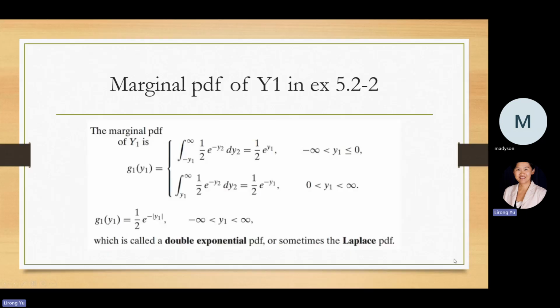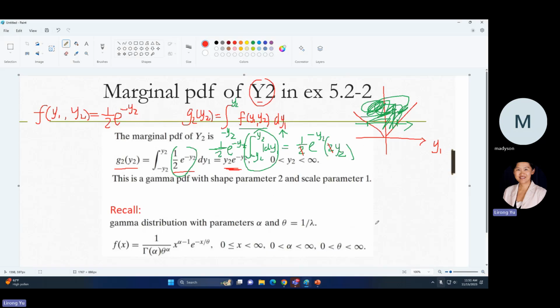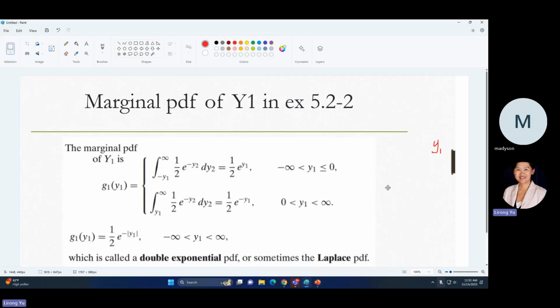But y2 has a different boundary. That's why we end up having two integrations. So the original boundary for it, this is what it is. So this is y1 and this is y2, right? If you want to find the integration boundary for y2, we're trying to find the marginal distribution for y1. If y1 is negative, what happens to y2? Y2 goes from negative y1 to infinity. That's when y1 is negative.